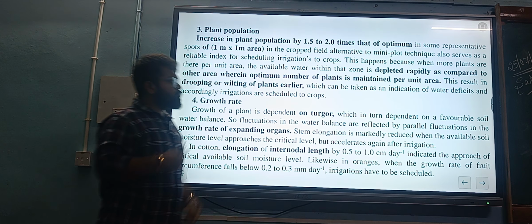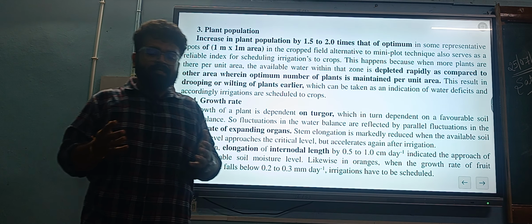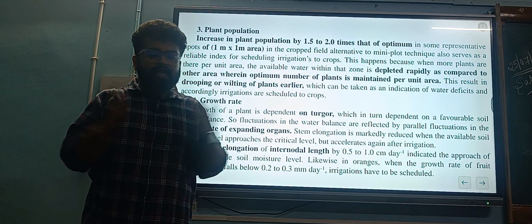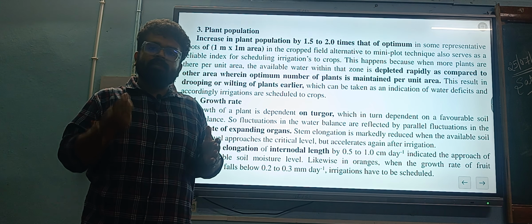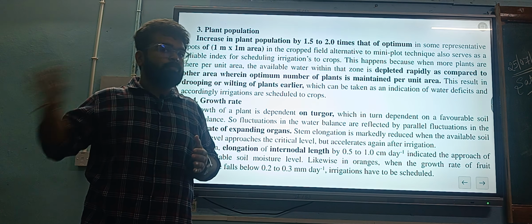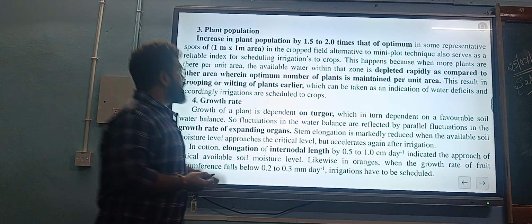The next is the plant population approach. As the plant population increases, competition increases. So select an area where you increase the plant population, where wilting symptoms are seen earlier than in your main plot. That is an indication or a sign for irrigation scheduling.